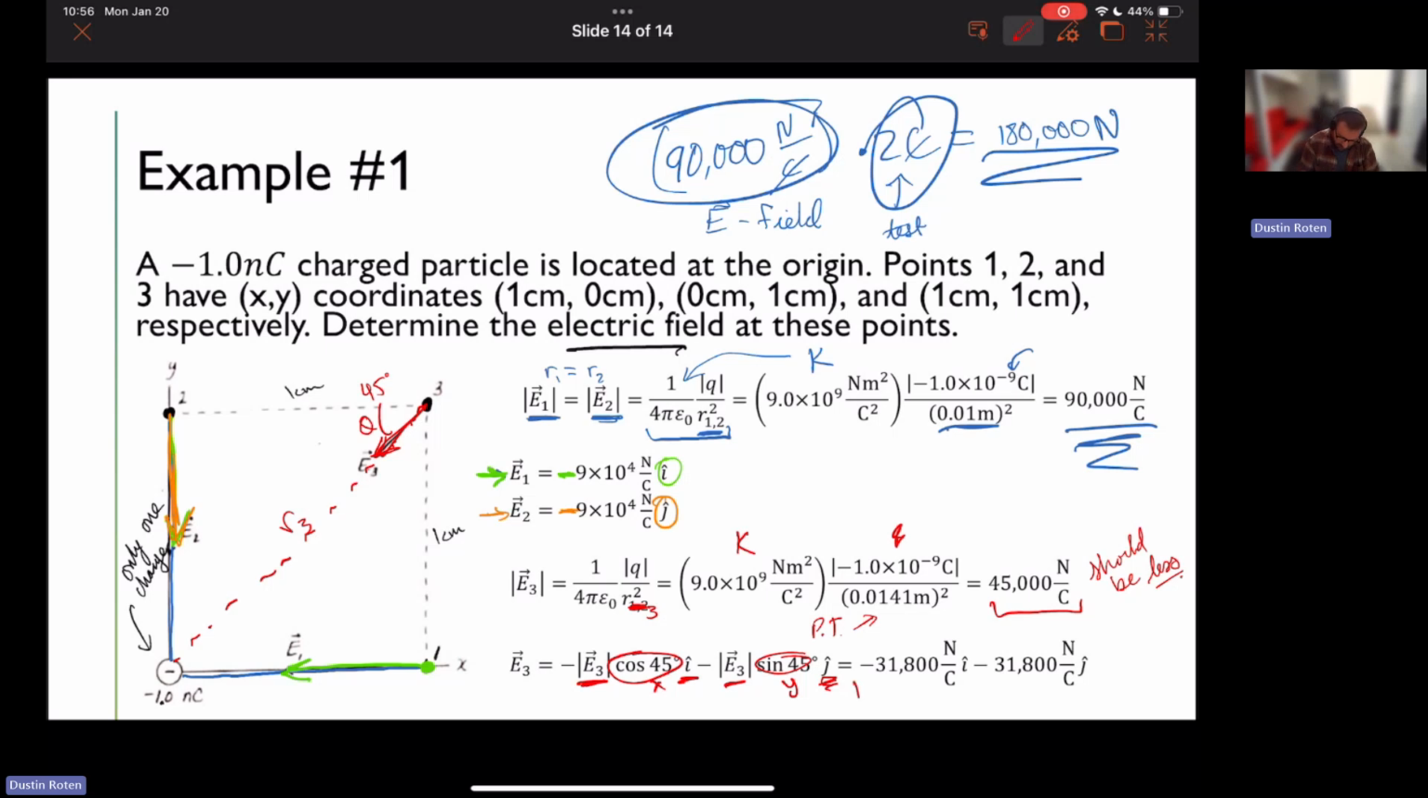So here, both pieces are pointing in the negative x direction and negative y direction. We can see that from the picture. And because of the 45-degree angle, we know that each component is equal to each other because of the symmetry in the problem. So there you have it for this harder electric field calculation. We know that in the i hat or j hat direction, we're getting 31,800 newtons per coulomb.